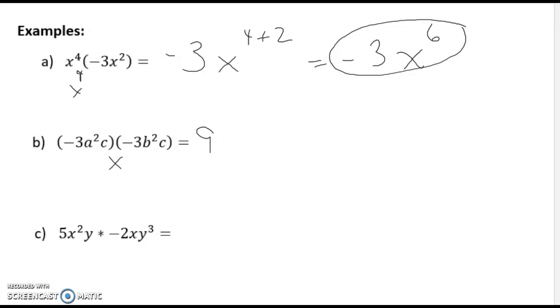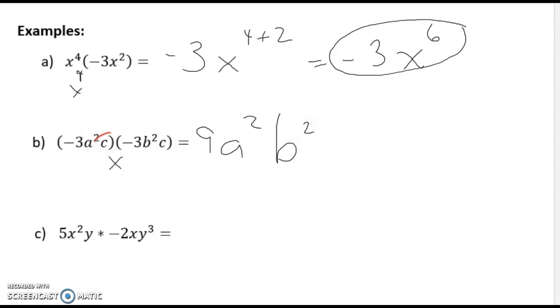So we have our a's. Okay, we have a squared. And there's no a over here, so that one's easy. It just stays a squared. We don't have to add anything else to it. Next is our b's. Okay, there's no b here, but there's a b on this one. So we'll leave that a b squared.